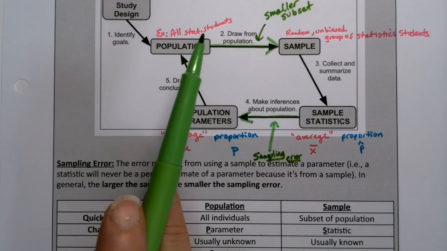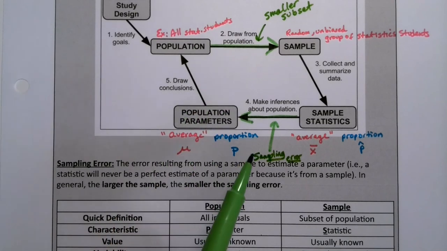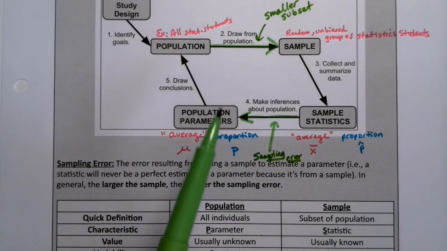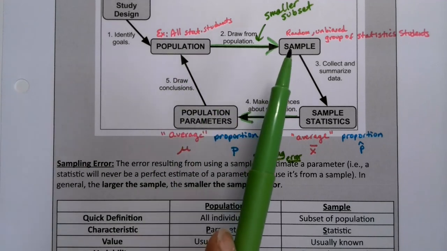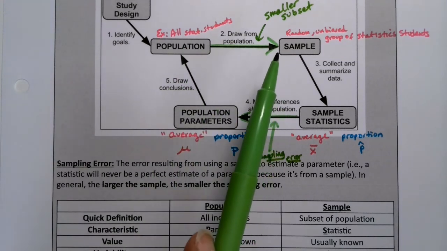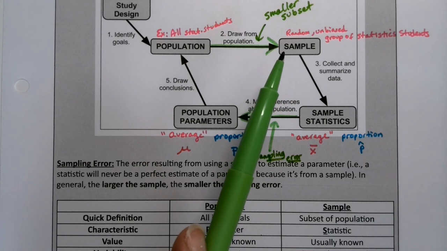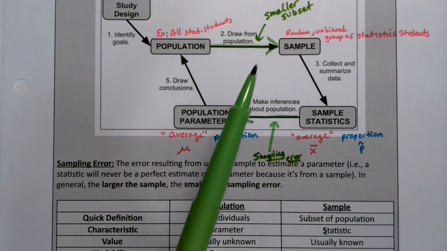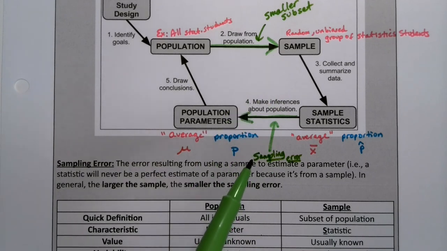Now, the larger the sample, the smaller that error is going to be, hypothetically speaking. So the US Census takes a very large sample of the American population. It's not the full population, but they try. And so therefore the sampling error is relatively small.